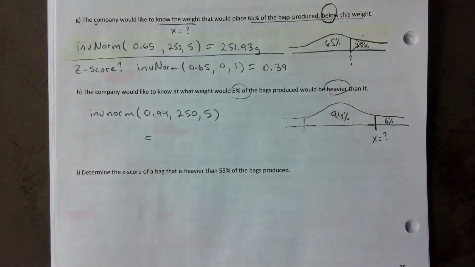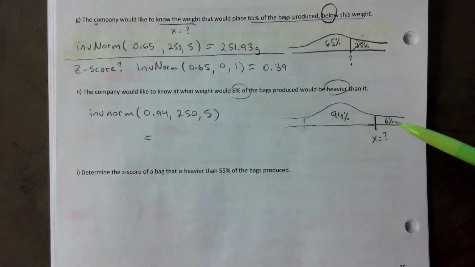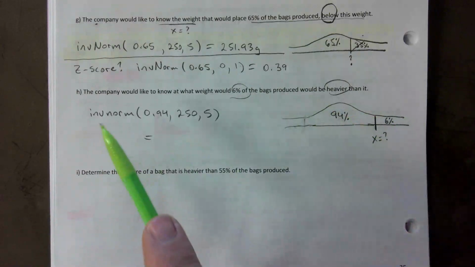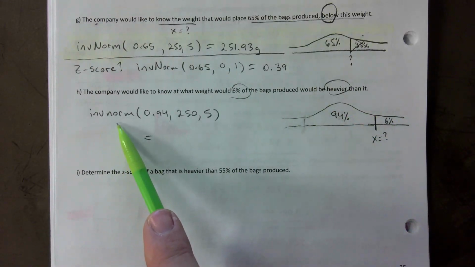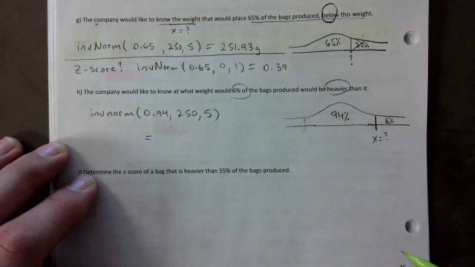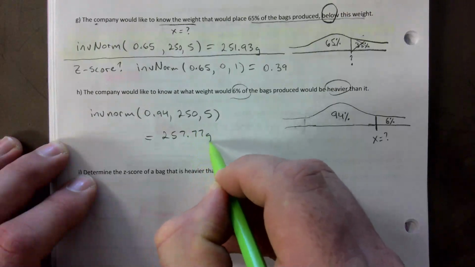I'll tell you this. If a question like this is worth 2 marks, it probably means that I give you the right side, you have to find the left side, that'll be worth 1 mark, and then another mark for using inverse norm. So that's another kind of giveaway. I'll just give you this answer. That is 257.77 grams.